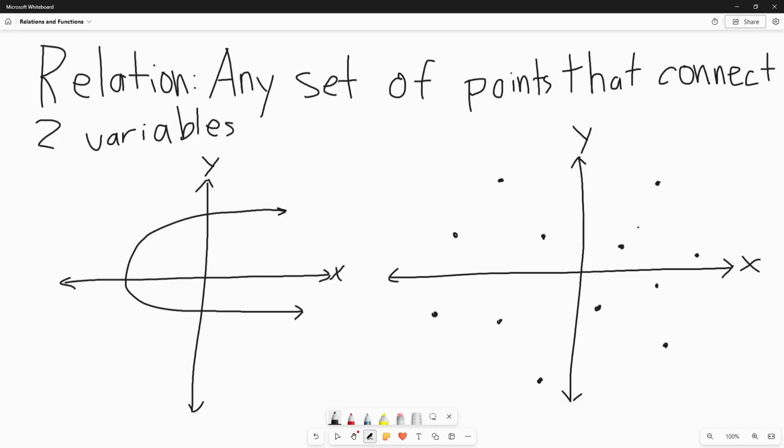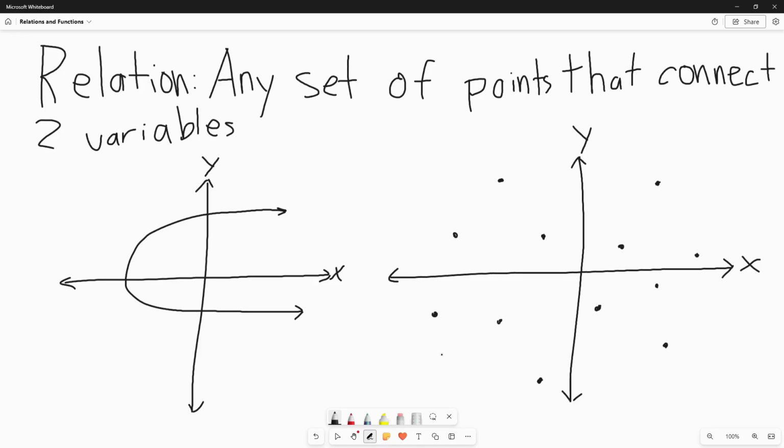And so is the second graph. Just a bunch of random points that connect the x and y values. There's no specific pattern for this, and it's not a line, but this is still a relation. A relation doesn't need to be a pattern or have like a continuous line of points. It can just be something like this.